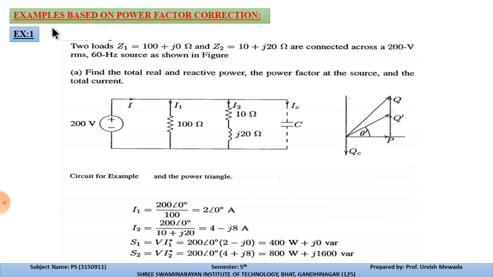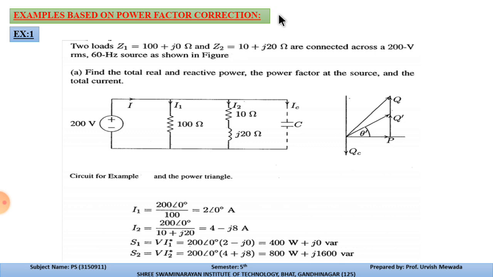Now the examples based on the power factor correction. We already studied the power factor correction. What do you mean by power factor correction? If our power is lagging, then we can make it leading with the help of applying additional VARs. Additional VARs means we are putting an additional capacitive circuit into the inductive circuit, so we can improve the power factor.